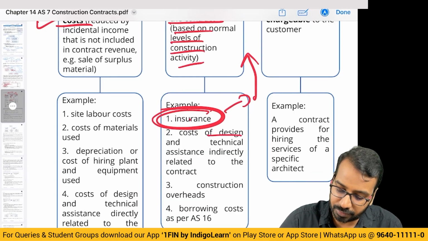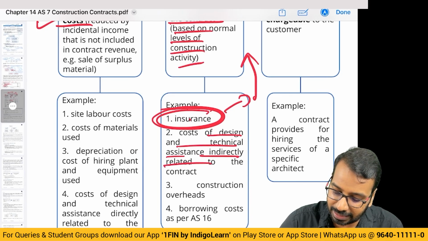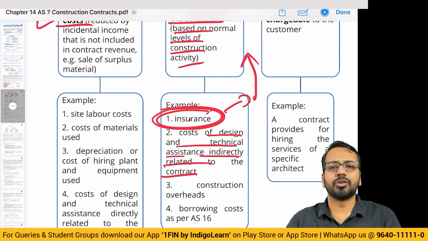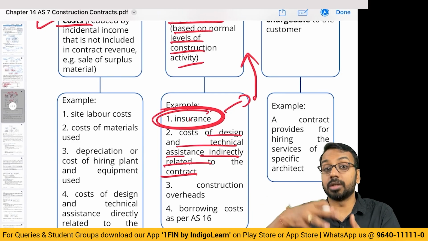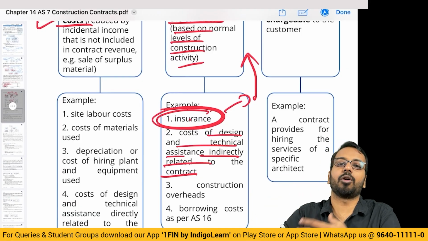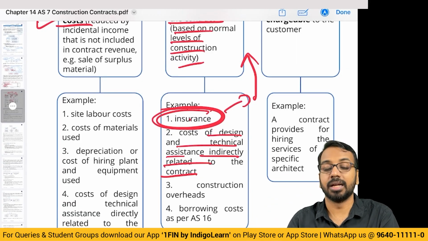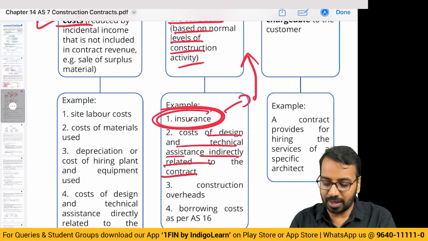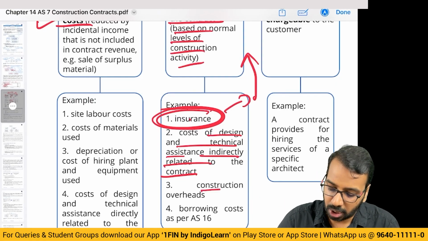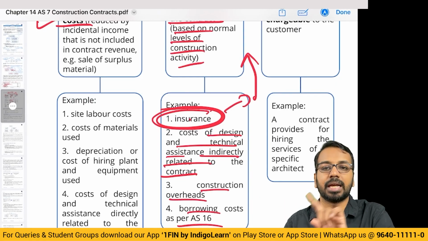Or there could be cost of design and technical assistance indirectly related to the contract. Maybe some kind of design work has been given to the centralized head office where there are a lot of designers, engineers and all of that. They work on multiple projects together. If that can be allocated, you can allocate. Construction overheads and borrowing cost, if they can be allocated.